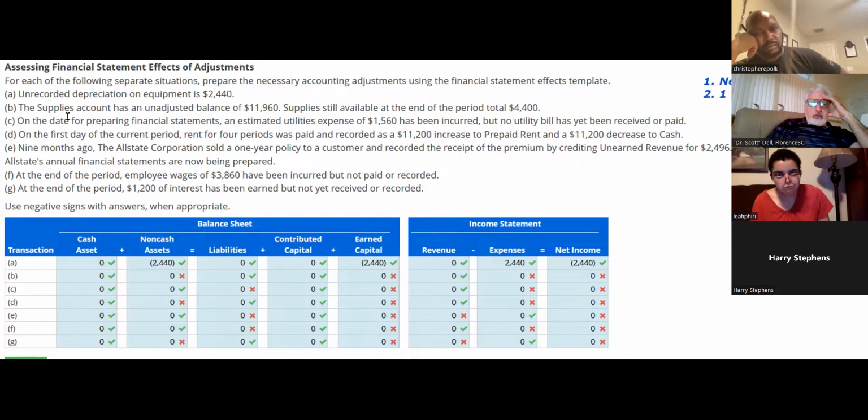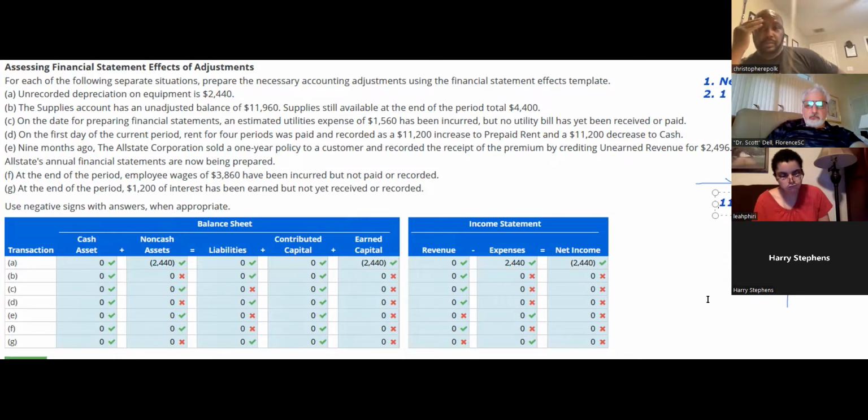Okay, how about supplies? We're going to play with this because we know a beginning balance, so we're going to use a T account. Supplies available at the end are 4,400. At the beginning, they start at 11,960. So let's draw that T account out and make sense of this. I've got supplies, I've got a beginning balance of 11,960.